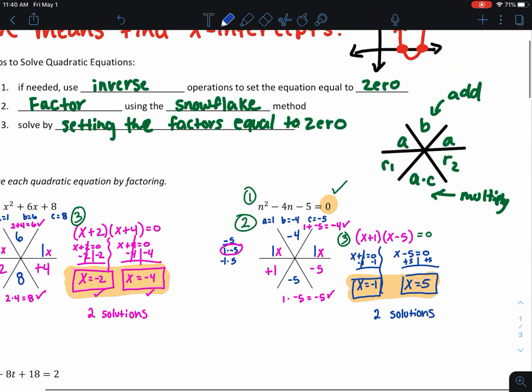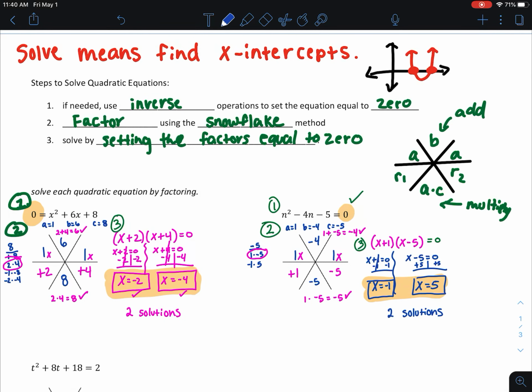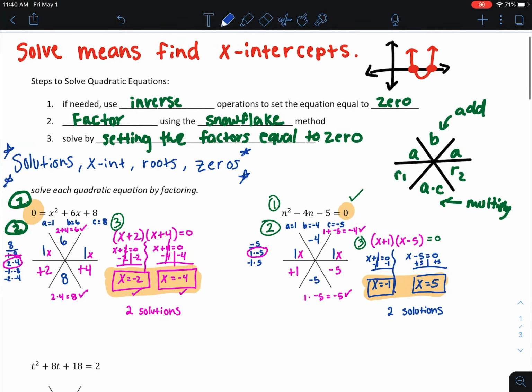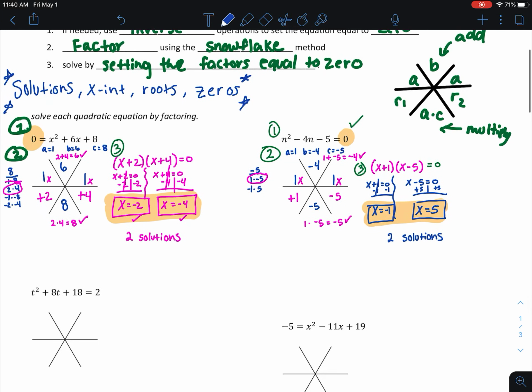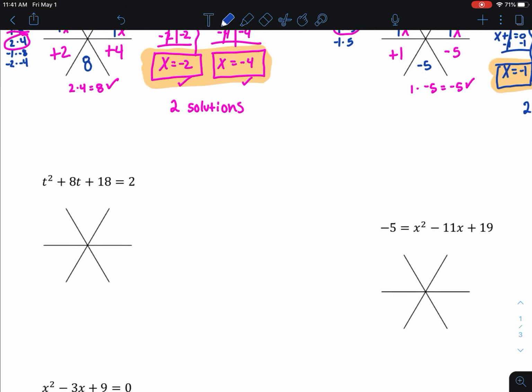One thing that I need to mention that's super important: you can write this anywhere on your notes. Another word for solutions are x-intercepts, roots, or zeros. Please remember that, because on your quiz, I may not say find the x-intercepts. I may just say find the roots, okay? So keep that in mind. They mean the same thing. And that's from our vocab from 2 weeks ago.